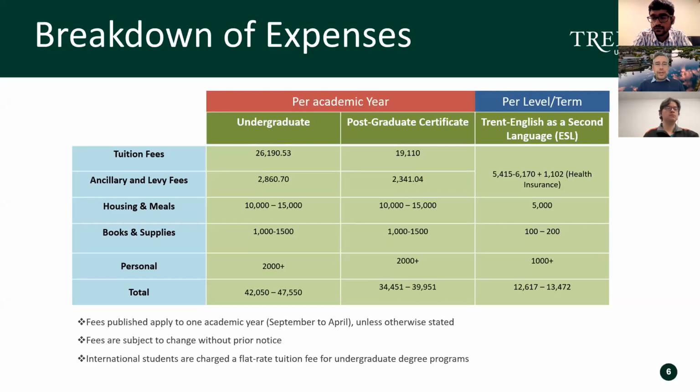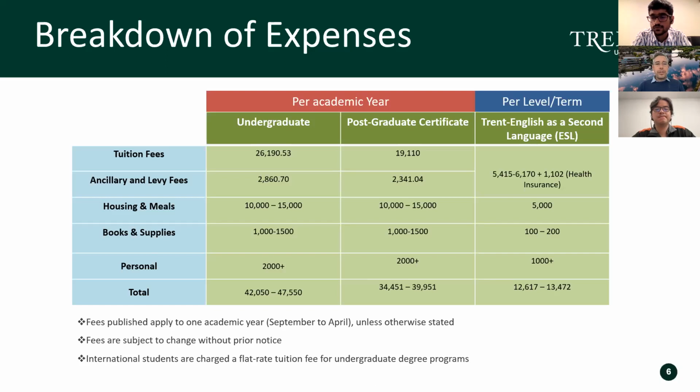Tuition fees at Trent and at every other college and university are subject to change every year after the Senate and Board of Governors reviews them. But the information we're giving you now is based on our most accurate prices for this year. So an undergraduate degree, in most cases, is about $26,000. All of these prices are Canadian dollars, CAD.